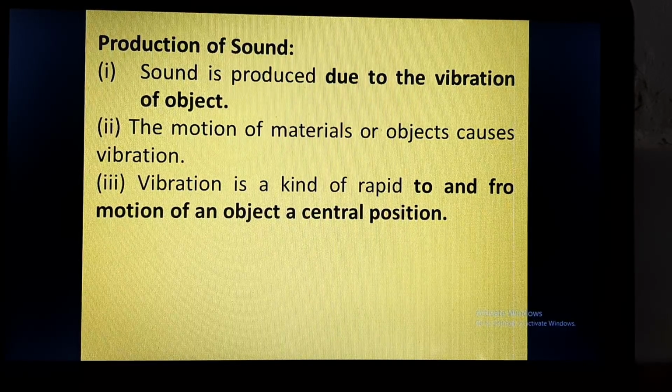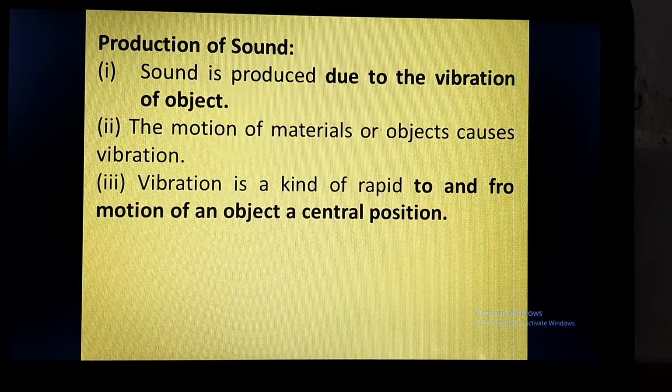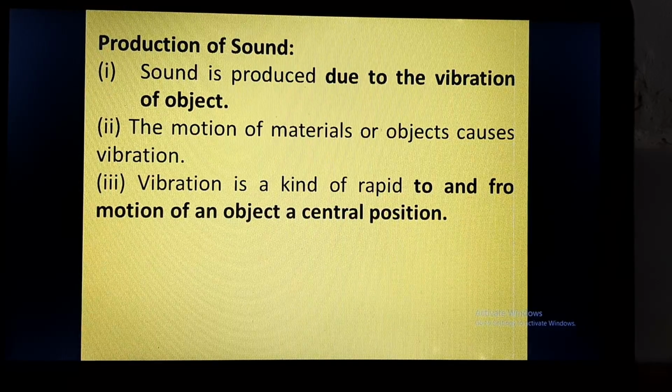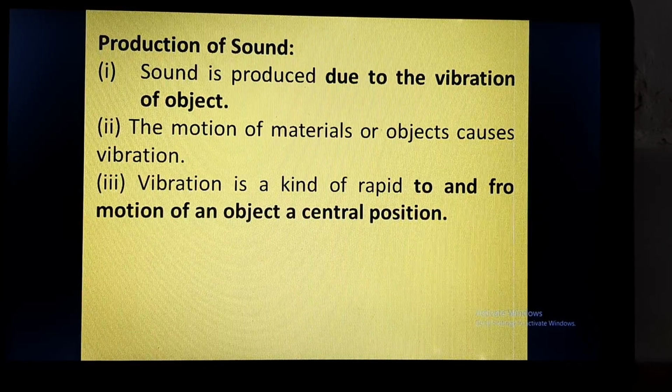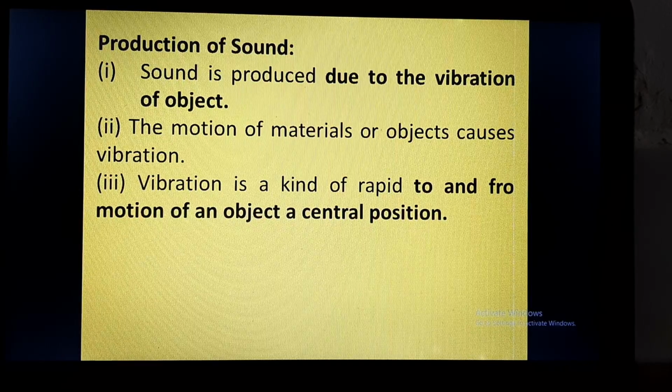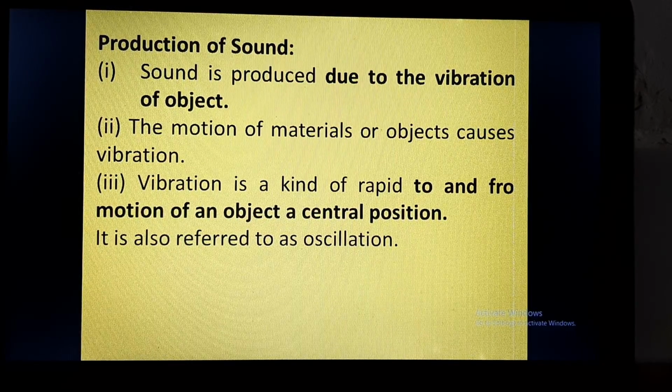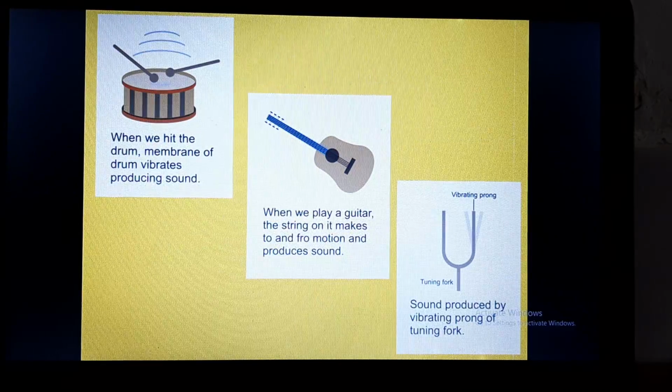But if that oscillatory motion occurs at a very rapid pace, then it will be called vibration. So swinging in a park is an oscillatory motion, but when it occurs at a very rapid speed, then it will be called vibration. So oscillation at a very fast speed will be called vibration.